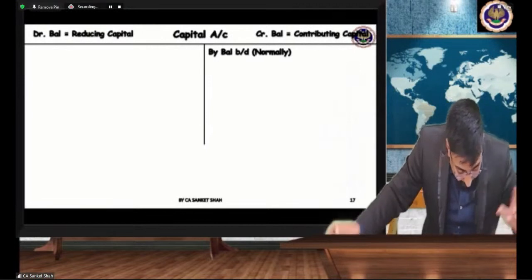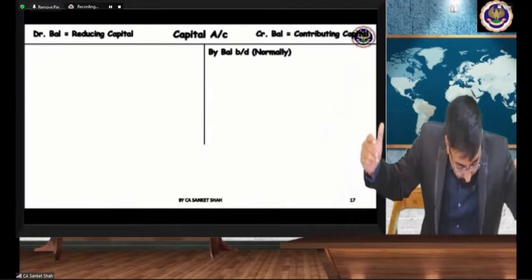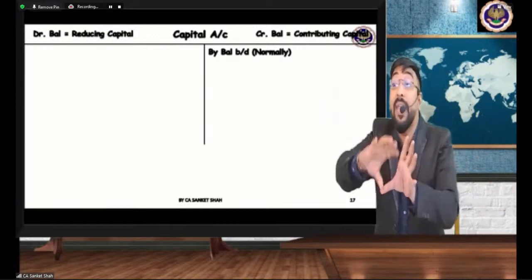Yes, beta. Prepaid and outstanding account are personal accounts and therefore they are not transferred. They are carried to balance sheet.